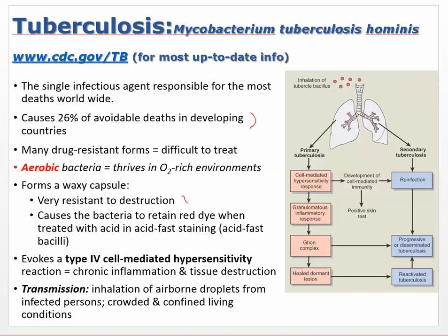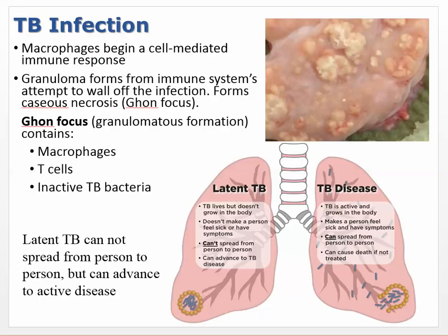So the way that this works is the bacteria can infect, and then your immune system will try to fight it off. Macrophages start a cell-mediated immune response. They go in and try to control it. They try to take out this bacteria, but they have a difficult time. And a granuloma forms, something called a granuloma or a Ghon focus. And that granuloma is an attempt to wall it off.